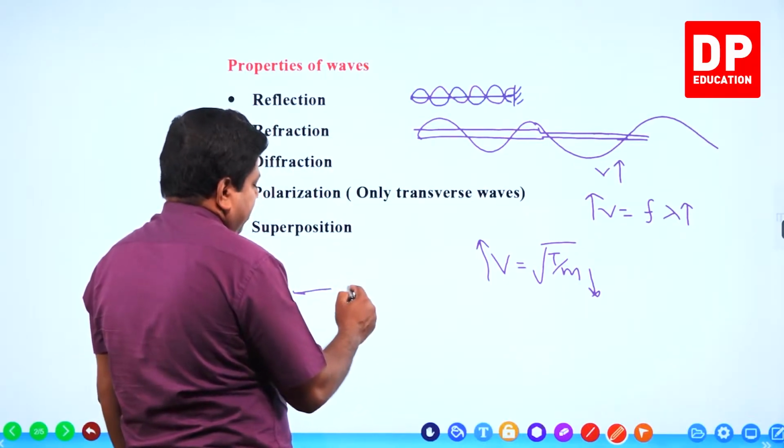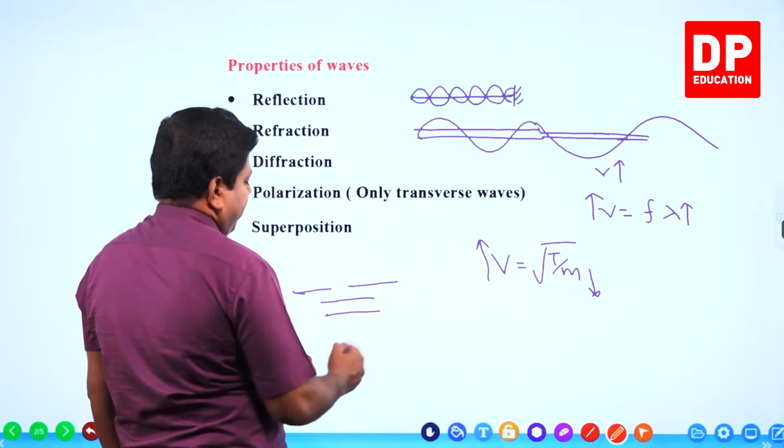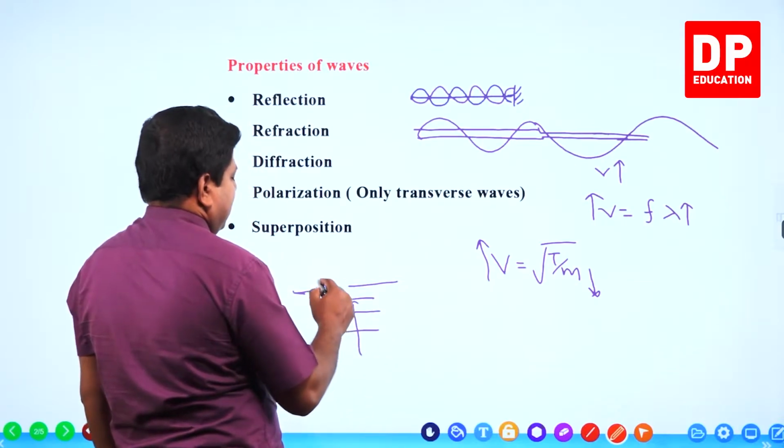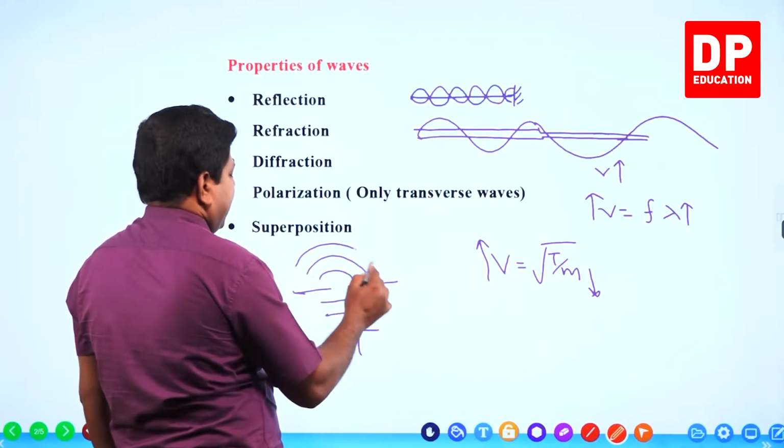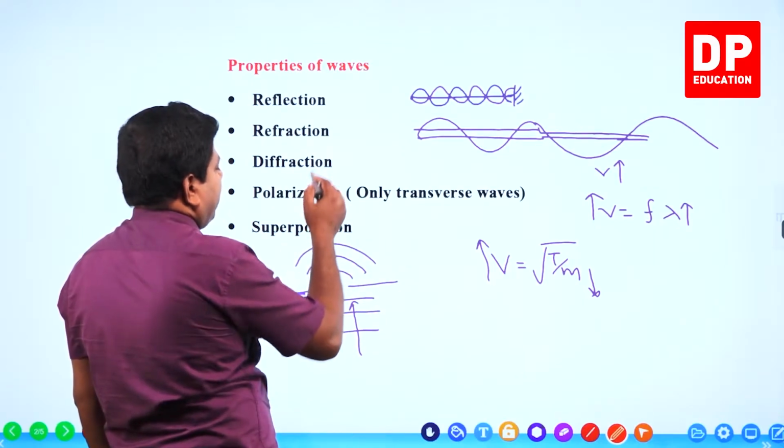Diffraction is where, when the wave travels through a small opening like this, it gets diffracted like this. That's what we call diffraction.